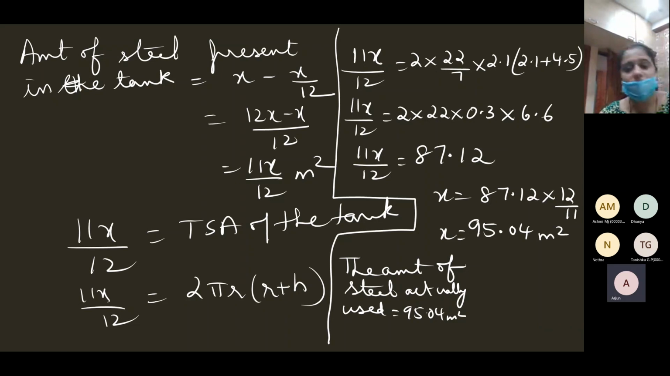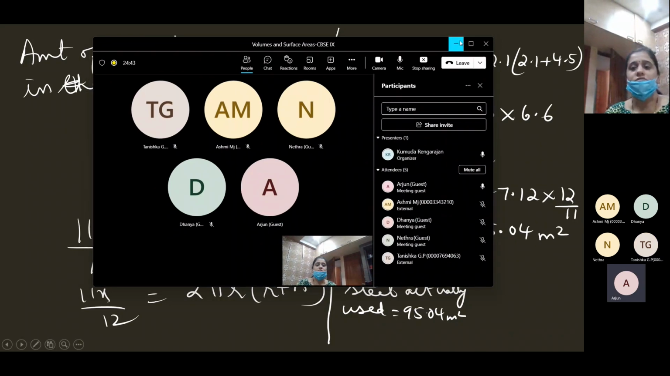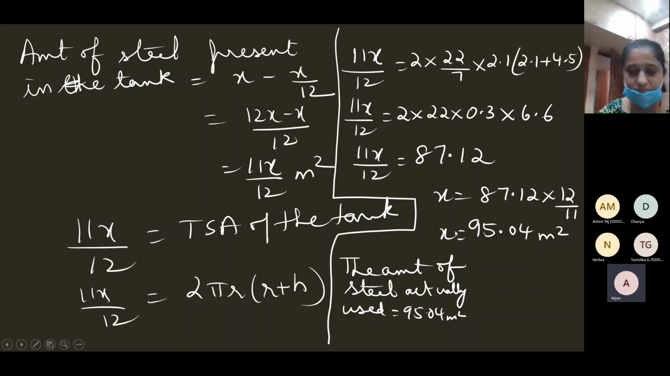Done, children? Completed, ma'am. Completed, ma'am. Okay. Arjun? Done. Srijana? Completed. All right. Okay.